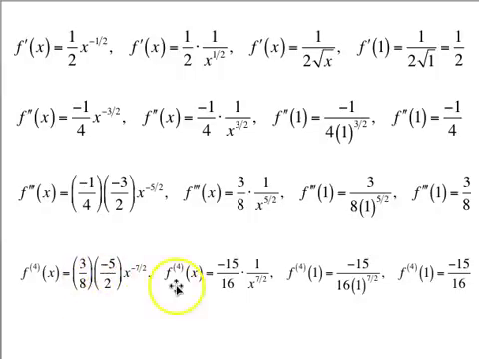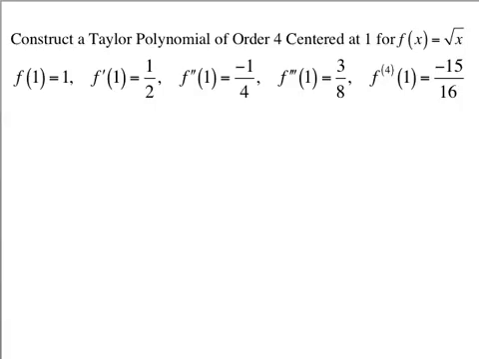So negative 15/16 times 1 over x to the 7/2. Plugging in 1 for x, we get negative 15/16 times 1, negative 15/16. So we have f of 1, f prime of 1, f double prime of 1, f triple prime of 1, f quadruple prime of 1. We need all of those pieces of information to find the coefficients of our Taylor polynomial. So here's all the information we've constructed on the previous slides.